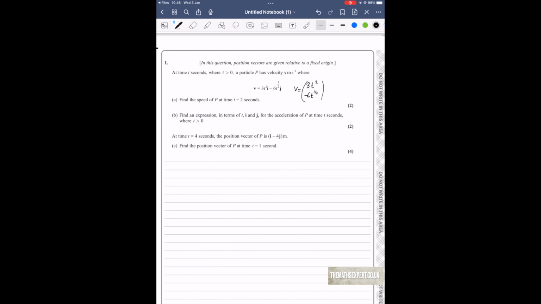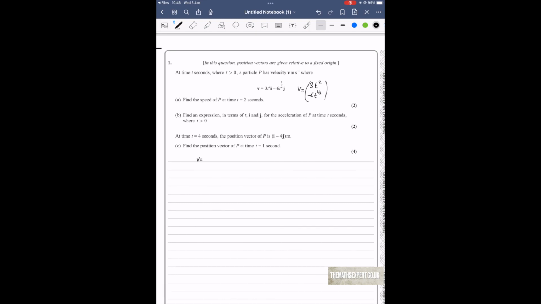Find the speed of P at time t equals 2 seconds. It's a 2 marker, which means we're not meant to use too much brain power here. So I'm just going to sub 2 in. V equals 3 times 2 squared i minus 6 times 2 to the power of a half j. Remember, this is vectors, i and j, so we can't just ignore the i and j's and just do the equation and put it together. So this is definitely going to give 12i minus 6 root 2 j.